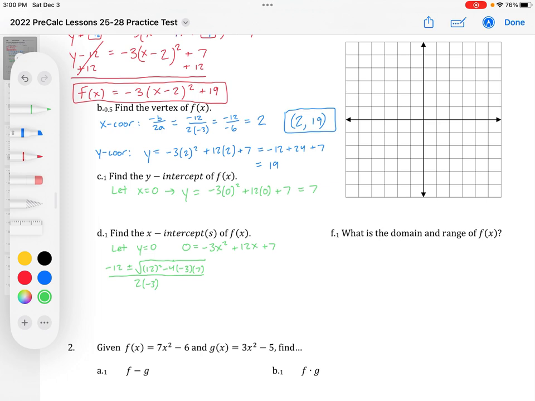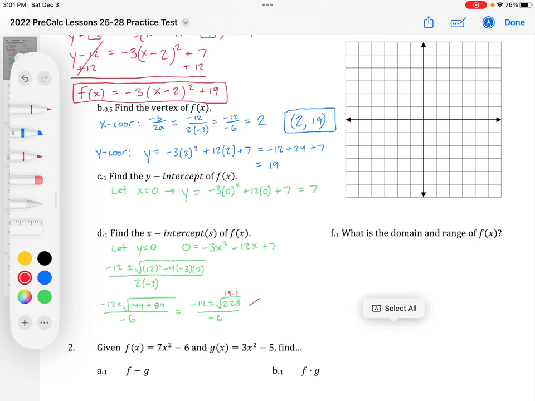Okay, so if you start simplifying this, then you get negative 12 plus or minus the square root. 12 squared is 144, and negative 4 times negative 3 times 7 is positive 84. And then that's all divided by negative 6. All right, so this ends up being negative 12 plus or minus the square root of 228, all divided by negative 6. And the square root of 228 is about 15.1.